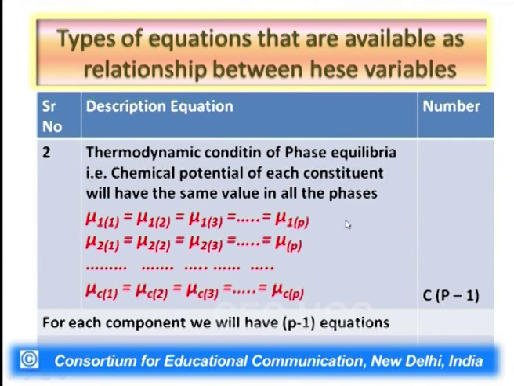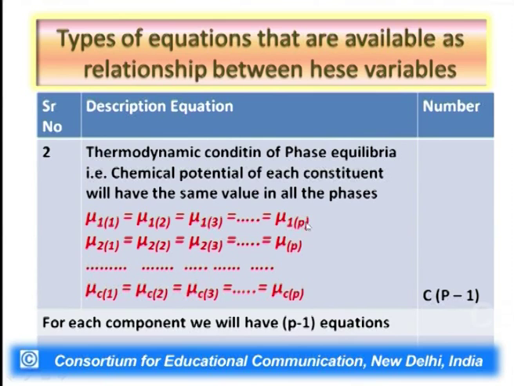Having said this, let us consider the second type of equation. Another equation which occurs is the thermodynamic condition of phase equilibria. The thermodynamic condition of phase equilibria means the chemical potential of each constituent will have the same value in all the phases. So, let us consider constituent 1, with mu the symbol for chemical potential. So, mu11, the chemical potential of component 1 in phase 1, is equal to its chemical potential in phase 2, equal to its chemical potential in phase 3, equal to its chemical potential in phase 4, and so on and so forth up to its chemical potential in phase number p.